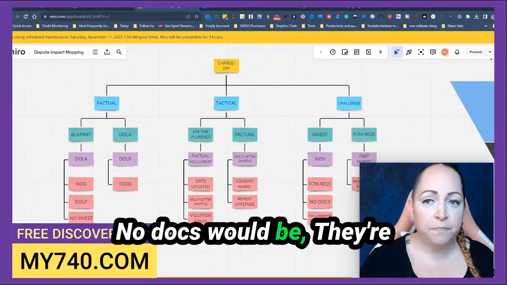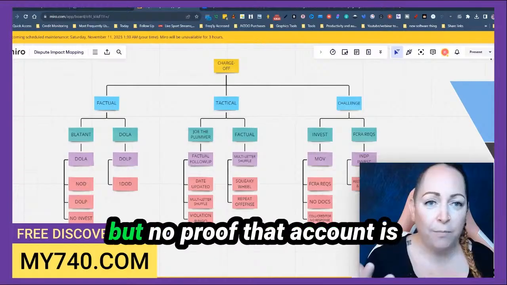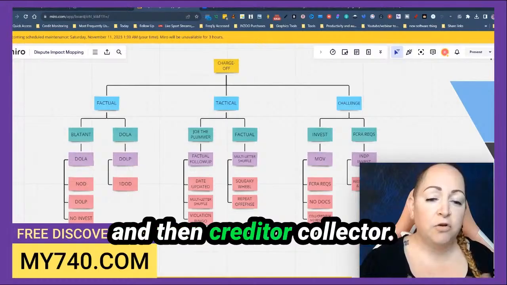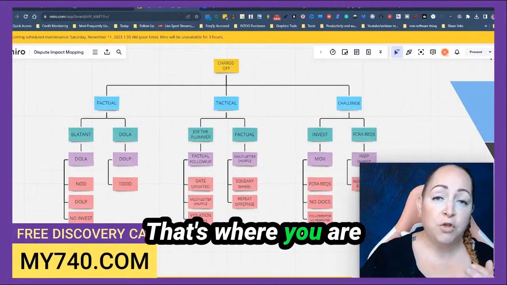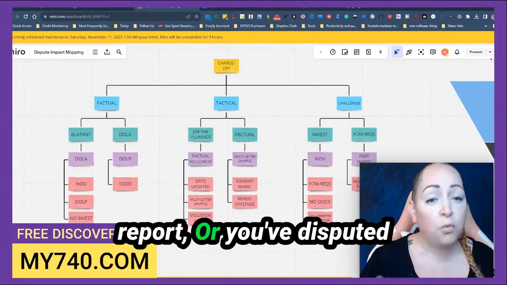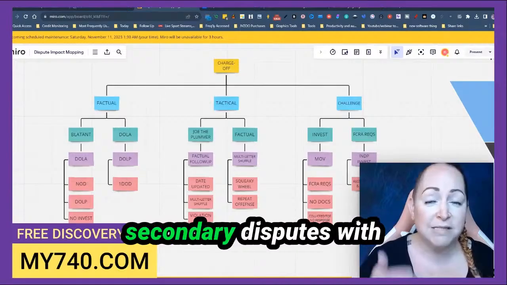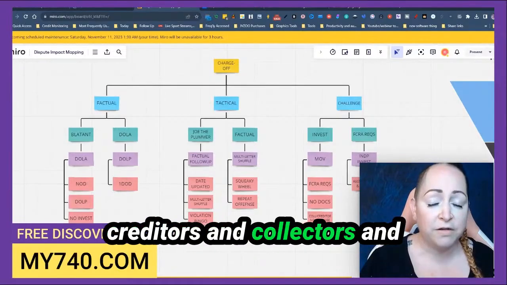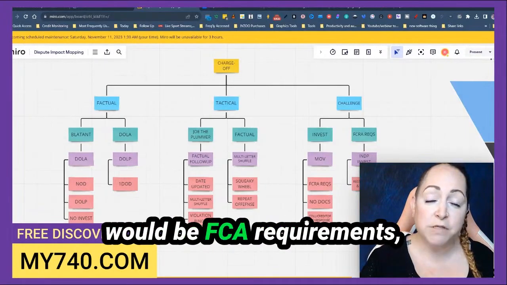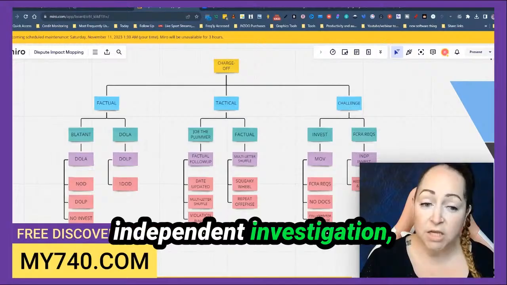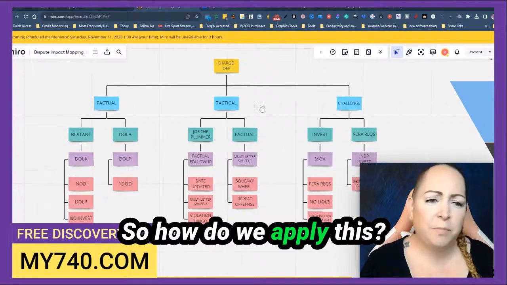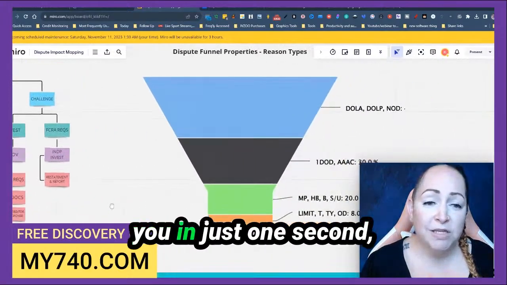No docs would be they're reporting XYZ account, but no proof that account is owned by you or is your debt. And then creditor collector no response, that's where you are disputing with the bureaus and they're not responding, but keeping it on your credit report, or you've disputed with the bureaus and done secondary disputes with creditors and collectors, and that they are not responding. A secondary version of this would be FCRA requirements, independent investigation, and restatement and report. Okay, so how do we apply this? Well, I'm going to show you in just one second.